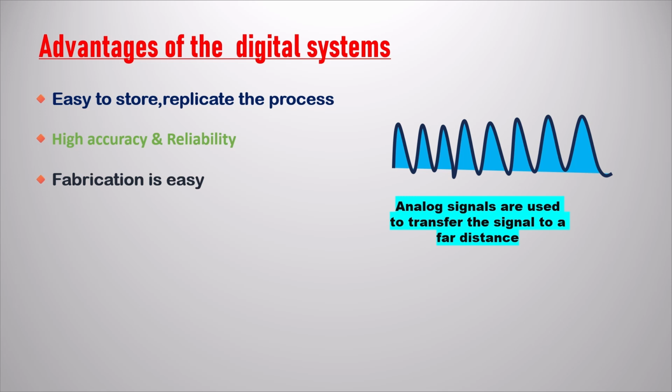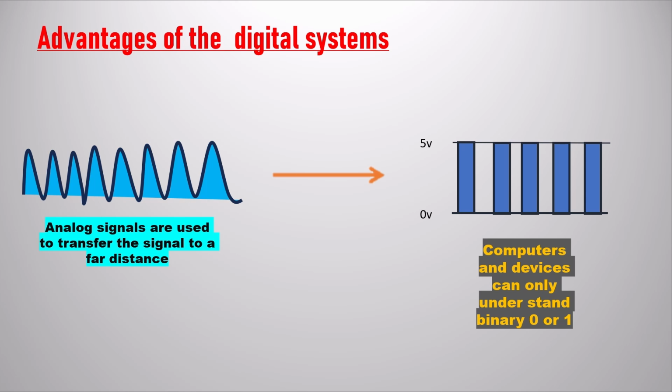Then why are we even using analog signals? Basically, naturally occurring signals are only analog signals, and analog signals are used to transfer signals over a far distance, like I said in the earlier example, for mobile communication. As I said, analog signals are available naturally. So if we speak, it will also be converted to analog.